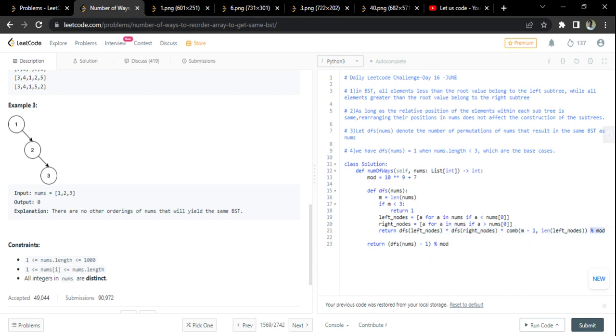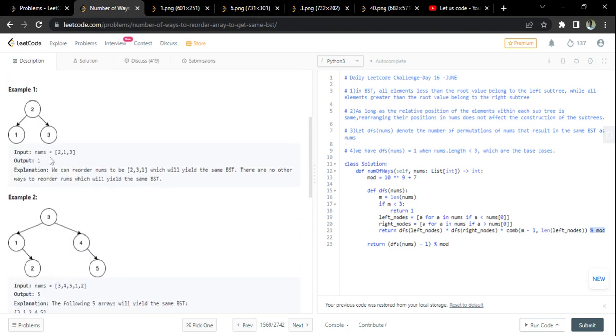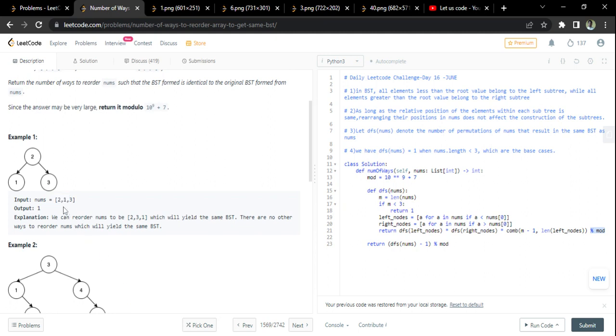And remember why we're doing this -1? Ultimately they're saying other than the given sequence, how many are possible. The question says the number of ways to reorder such that the BST formed is identical to the original BST. So they don't want to count the original again. That's why from the original number I'm subtracting one and then doing modulo. This is the mod they're asking us to use. So that was the question.